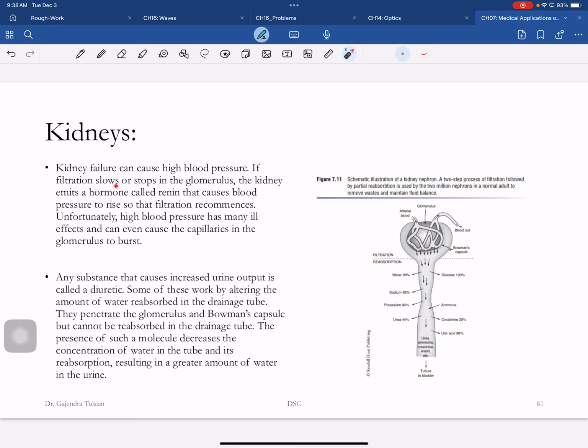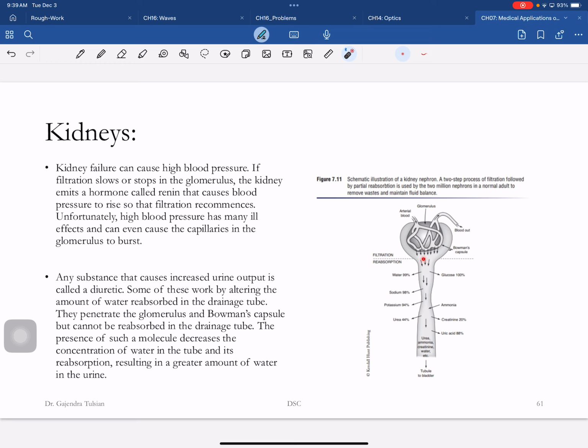If filtration slows or stops in the glomerulus, the kidney emits a hormone called renin that causes blood pressure to rise. Okay. So again, if filtration is not happening properly, your body reacts by raising blood pressure. So it can push out the waste products. Any substance that causes increased urine output is called a diuretic.